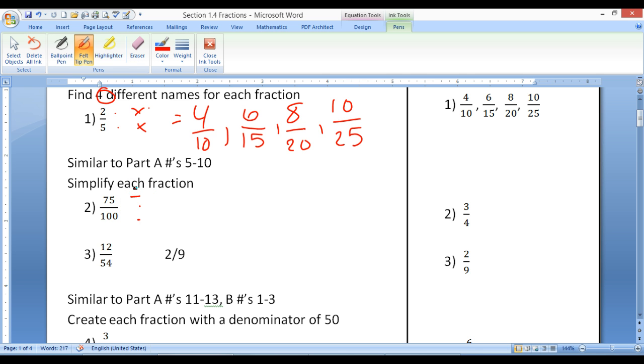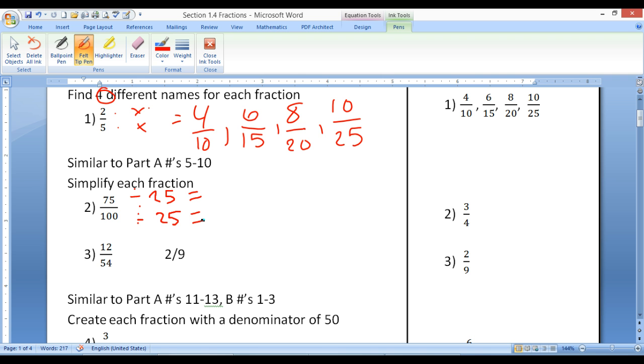So I'm going to divide the numerator and denominator, and again, I apologize for my handwriting. Writing on a computer is a little tough. So I'm going to find what goes into both 75 and 100. I know that 25 will go into both. Now, some of you are not comfortable doing that. That's okay. You can go through and divide it over and over until you get it down to a point where you can't divide it anymore. And I'll show you how to do that in just a second.